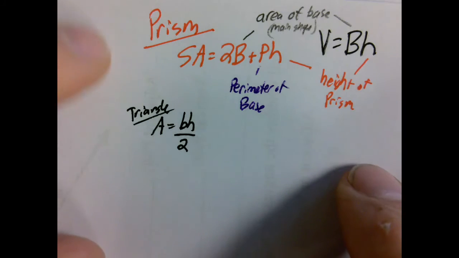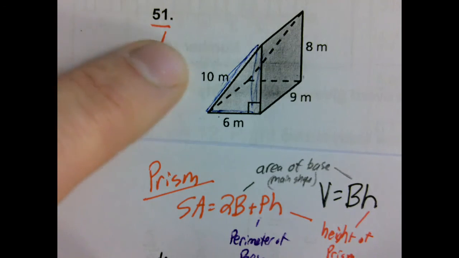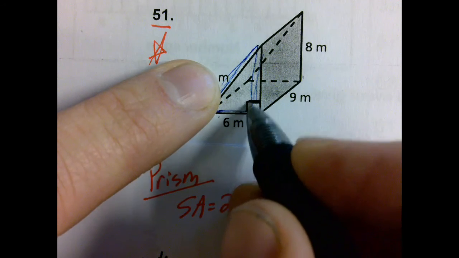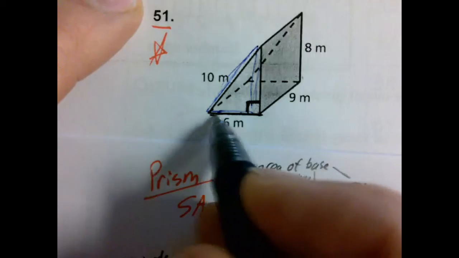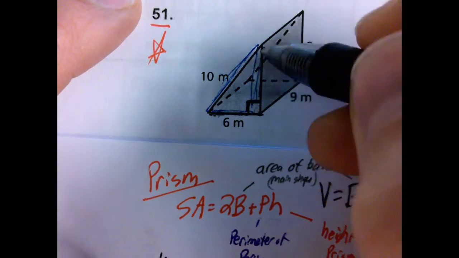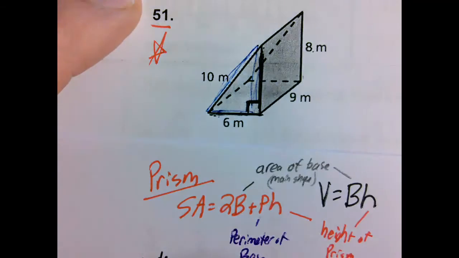The choice is yours. So again, on 51, since the main shape is a triangle, this right angle is going to be our friend. It touches this side down here, which is 6, times this tall side here, which is not 9 or 10 or 6, but actually 8. So 8 times 6 divided by 2 gives you 24.